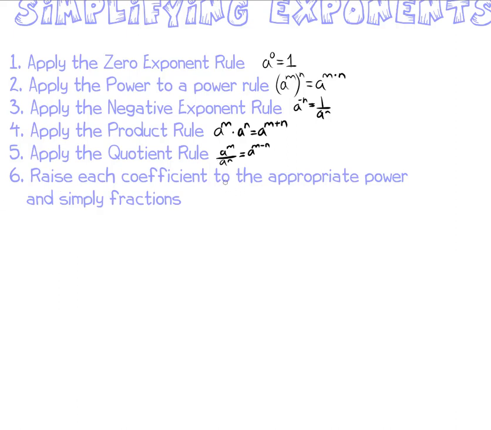Finally, the last one says raise each coefficient to the appropriate power and simplify fractions. This should be simplify fractions. And what that means is basically we're going to look and see if there's a fraction in the problem that we can simplify to make things easier, and any coefficients in the problem that are raised to a power, we're going to finish doing that. So these are 6 steps that will significantly help you succeed in these problems.